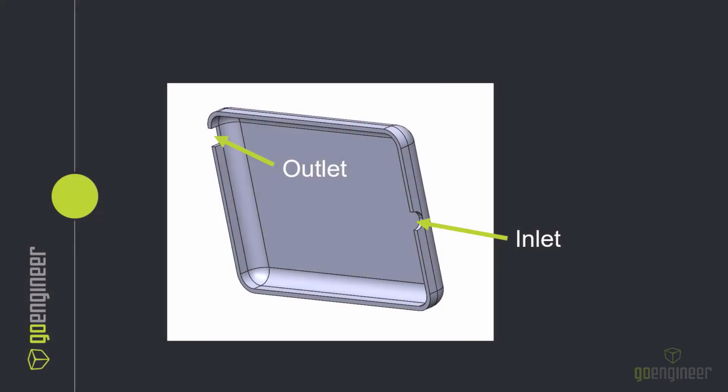Moving on, this is the kind of thing we're looking at. I have this simple electronics case. The idea is that air is going to come in the inlet and go out the outlet, and I just want to see where it's going. I could probably do this pretty easily without using the CFD tool, but it's a good way to show the basics of how to set up a simulation like this.